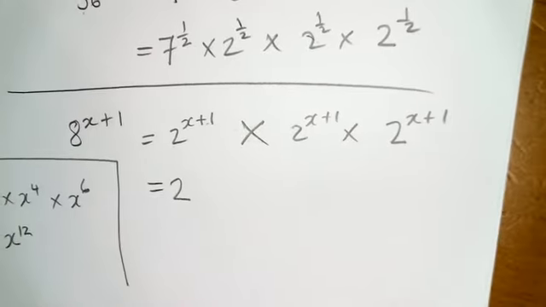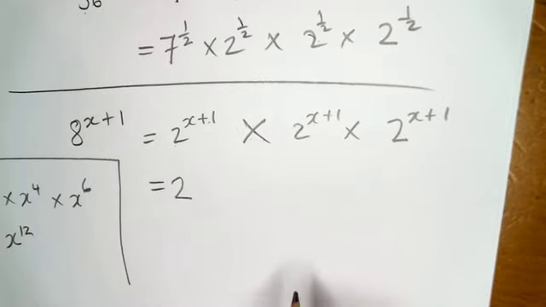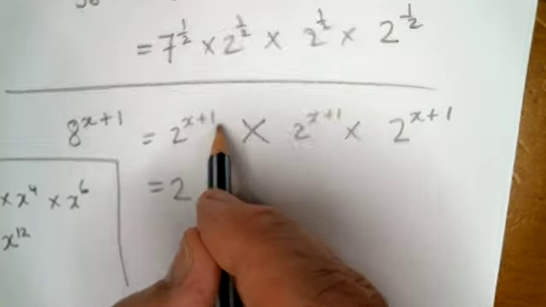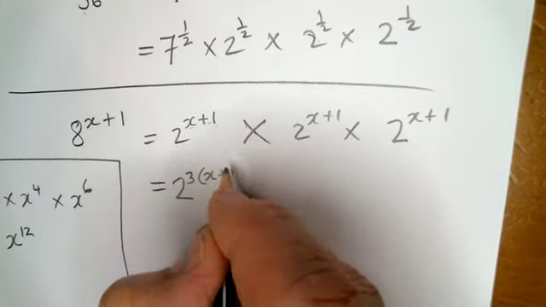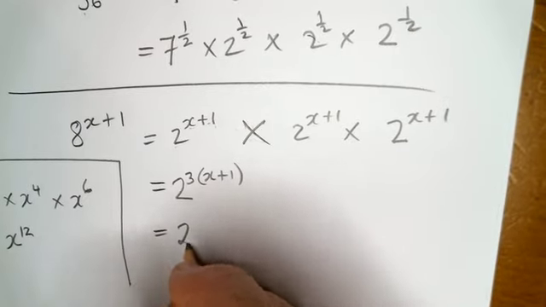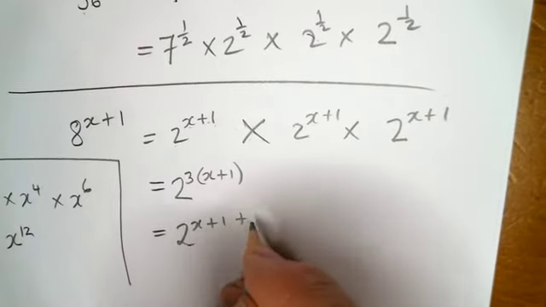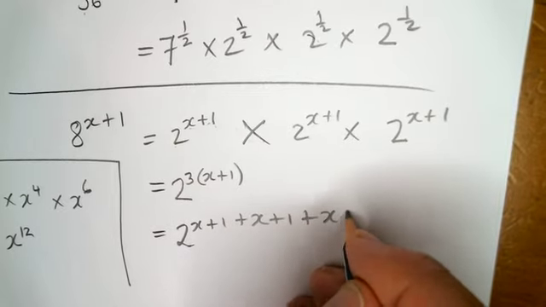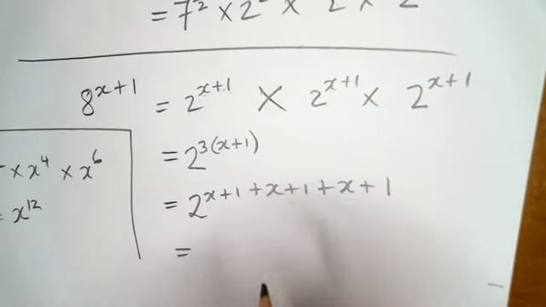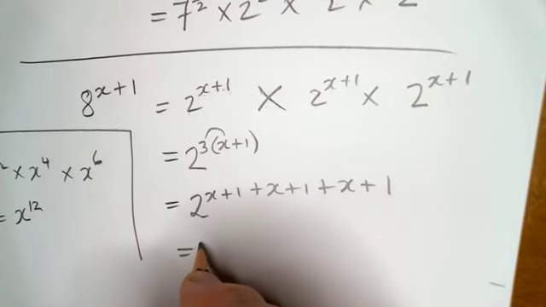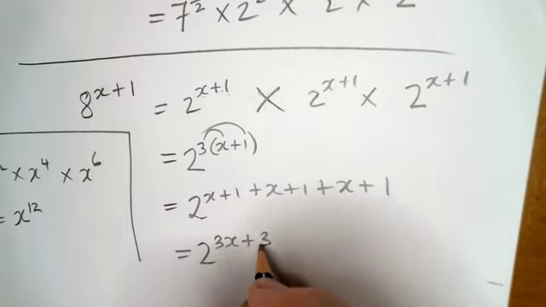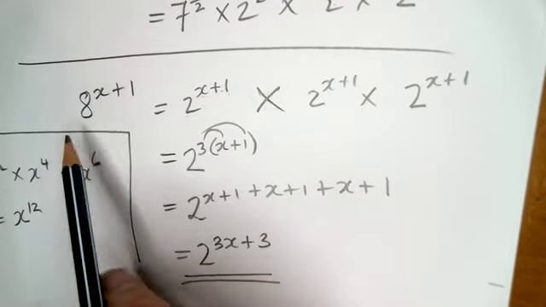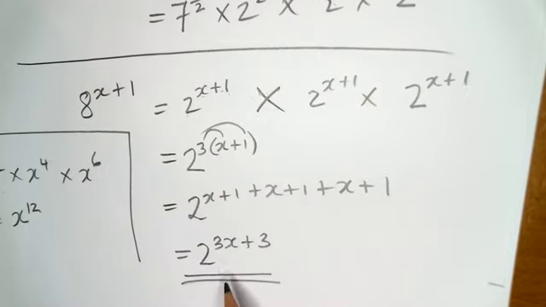But the same thing is true here as well. The bases are the same, so I can just add the powers. So this is x plus 1, x plus 1, x plus 1. Now I could write that as 3 lots of x plus 1. Or if you're a bit of a glutton for punishment, you could go x plus 1 plus x plus 1 plus x plus 1. Either way, you end up with 3 times x is 3x, and 3 times 1 is 3. So it would be true to say that 8 to the power of x plus 1 is the same as 2 to the 3x plus 3.